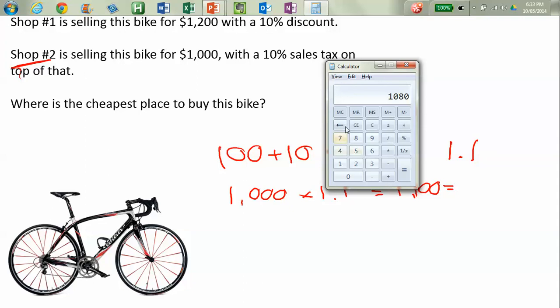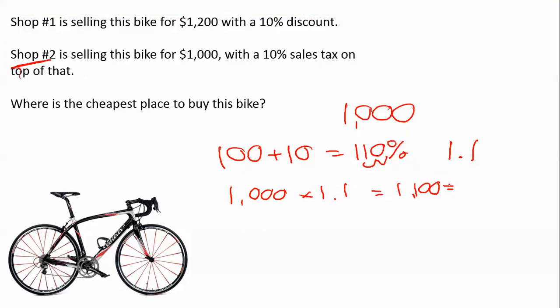So here we are again at the calculator. I clear it out. I put in $1,000 and I'm timesing it by 1.1. Press enter and it's $1,100. So that is in fact the correct answer, which is good. I didn't need that equals there at all, so I'll just quickly get rid of that. So we see that at shop number 2 it is going to cost $1,100.